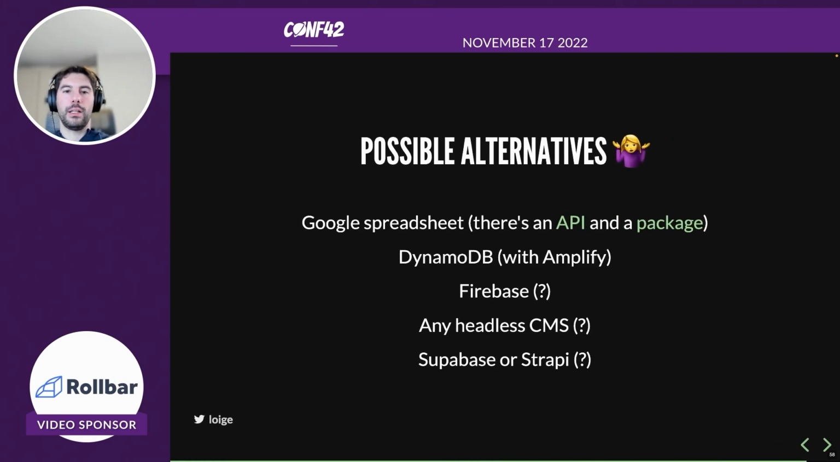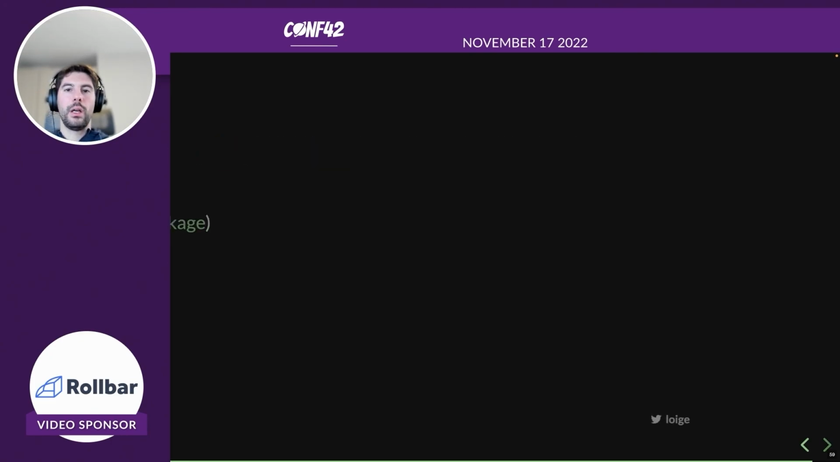What are some of the alternatives? You could be using Google Spreadsheets. There is also an API and different packages on NPM. You could be using DynamoDB with Amplify. You could be using Firebase, any headless CMS, Supabase, Strapi. There are many, many alternatives that you could use to replace Airtable in case you don't like Airtable. And most of these are either free or have very generous entry-level plans. So for your small website, you're not going to incur massive costs.